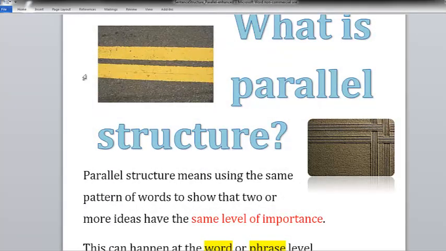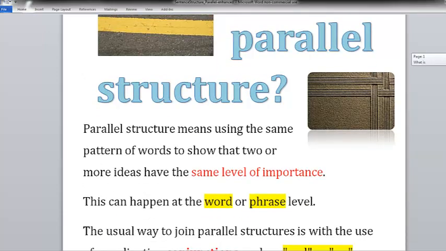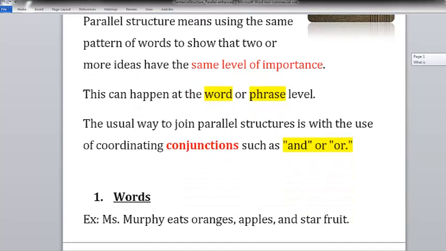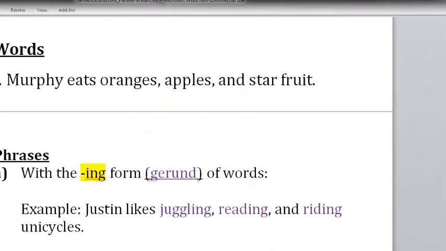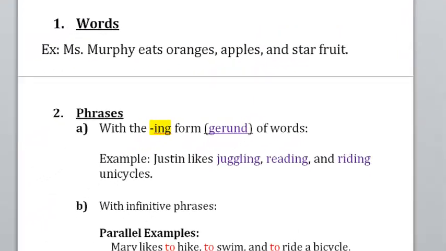Same thing with the double yellow line. Parallel structure can happen at the word level or the phrase level. The usual way to join parallel structures is with the use of coordinating conjunctions such as and or. We're going to look at two types of parallel structures. One is with words and the other one is with phrases.